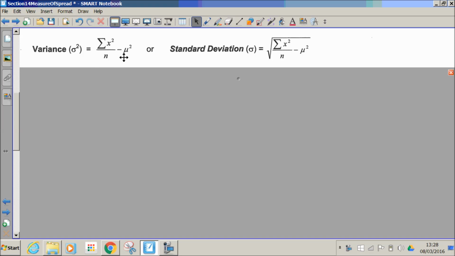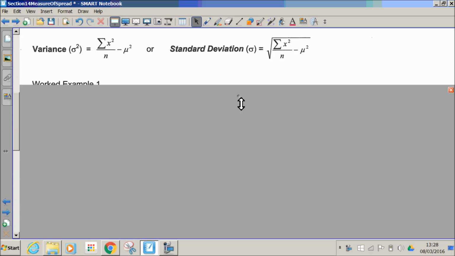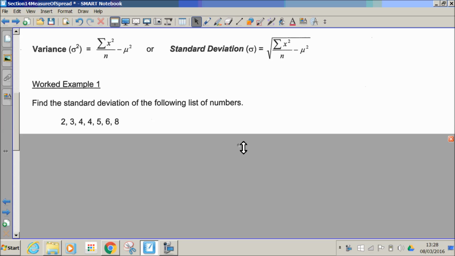Here we have the formula for the variance, and here's the square root of that formula to calculate the standard deviation. Okay, we want to find the standard deviation of these 7 numbers.